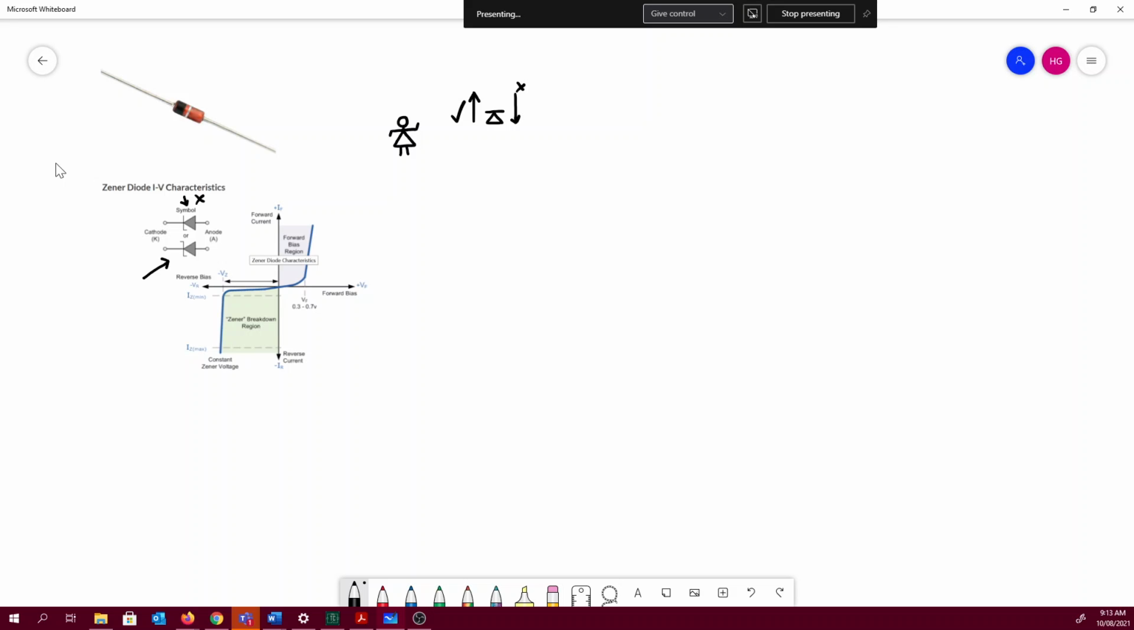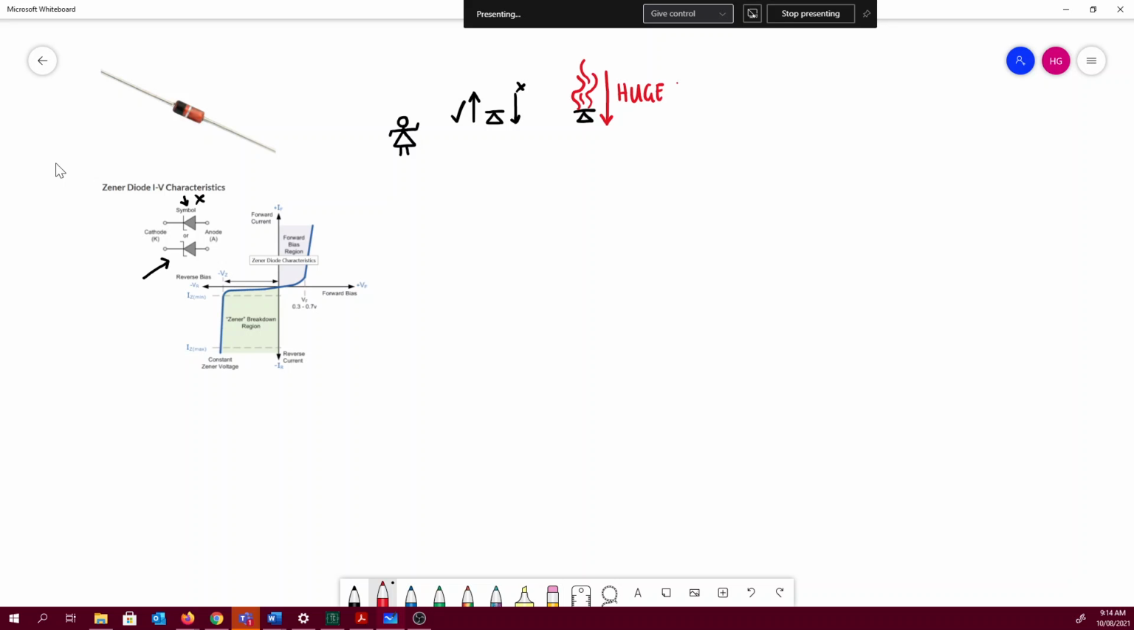Now, if you get a regular diode and you try and force a huge current through it in the reverse bias direction, it will eventually reach what's called its breakdown voltage, and the current will basically force its way through and fry the diode. And what will probably happen is that a little bit of the magic smoke will come out, and then the diode will no longer work.